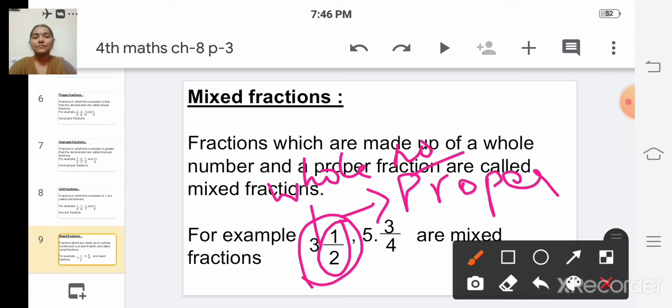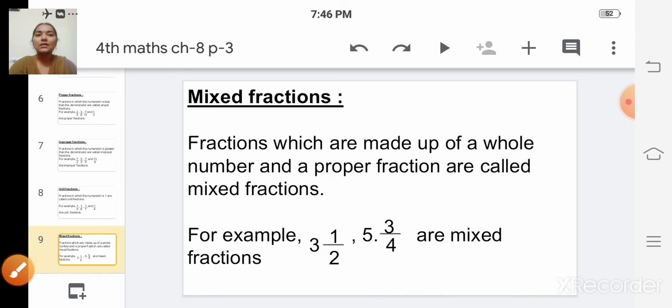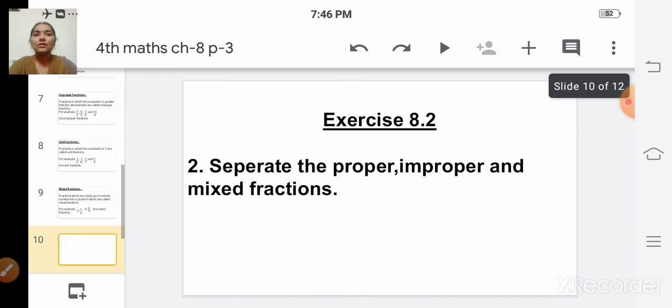Proper fraction. And here 5 is a whole number and 3 by 4 is a proper fraction. Fractions which are made up of a whole number and a proper fraction are called mixed fractions. So based on this, we'll do one exercise problem.